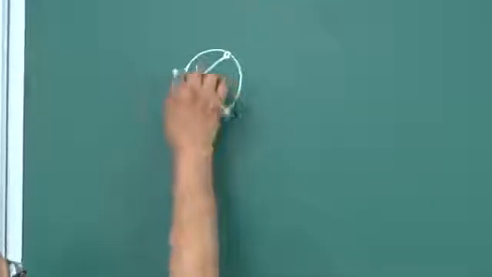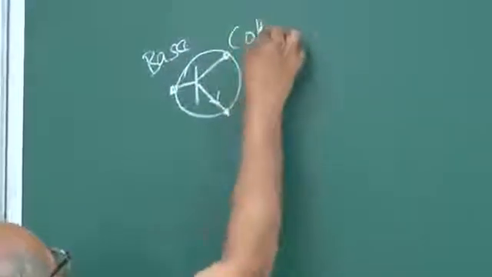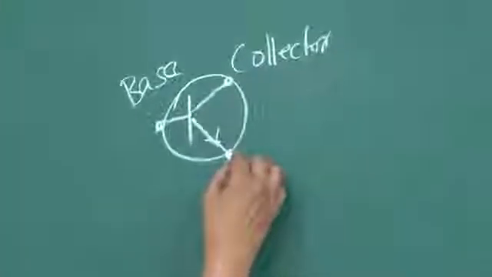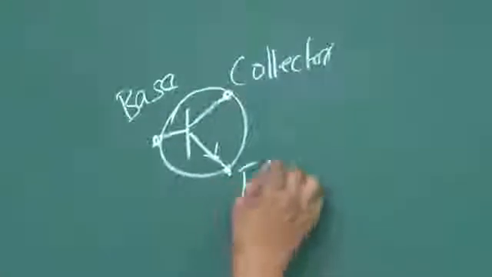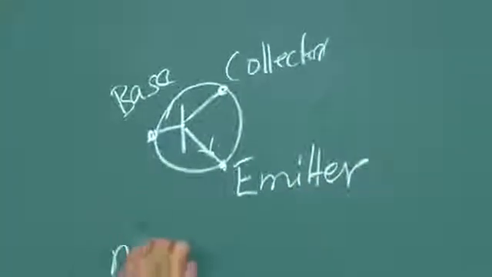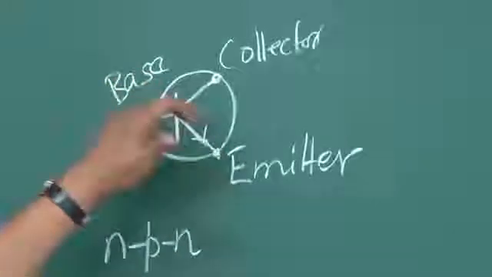And this one is definitely base. This one is collector. And this one is emitter. And this is NPN transistor. This is NPN transistor because your arrow is like this.